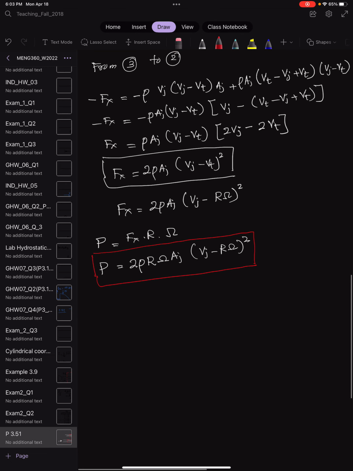Okay. So the second question: at what angular velocity is the maximum power delivered? In this case, to find that, we need to find dP over d omega. If I find dP over d omega, the others turn out to be constants.